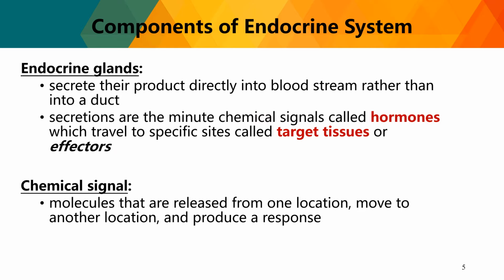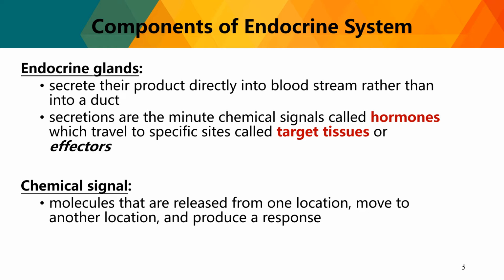So the components of the endocrine system, of course, are the endocrine glands. Without the endocrine glands, you would not have organs in your body that release the needed hormones that help with the function of your body. These endocrine glands secrete their product directly into the bloodstream rather than into a duct. Secretions are minute chemical signals called hormones, which travel to specific sites called target tissues or effector organs. In the endocrine system, we also have what we call chemical signals.